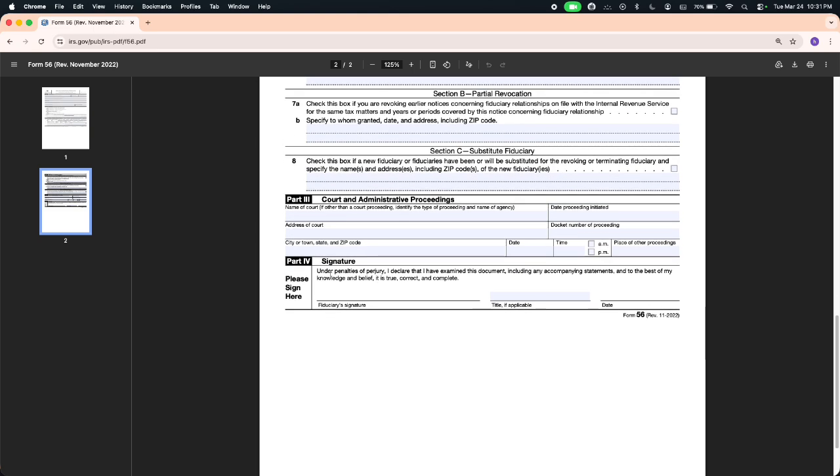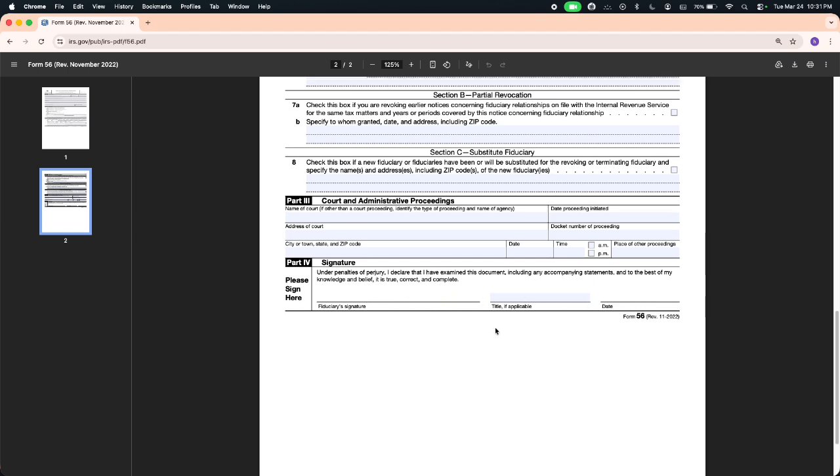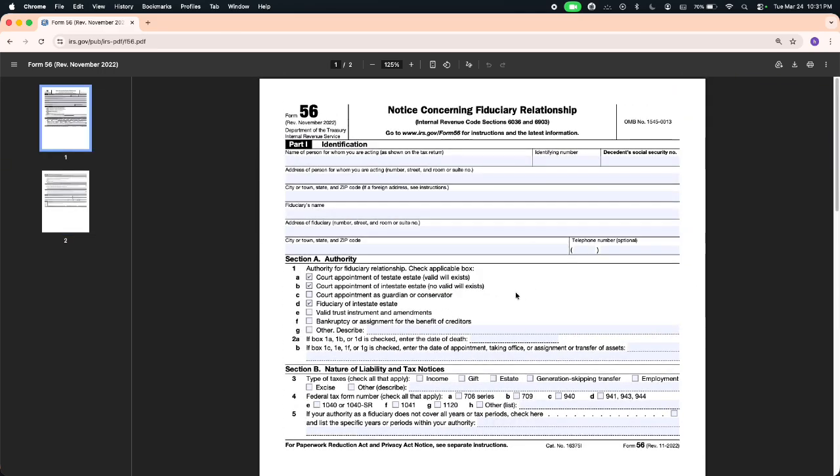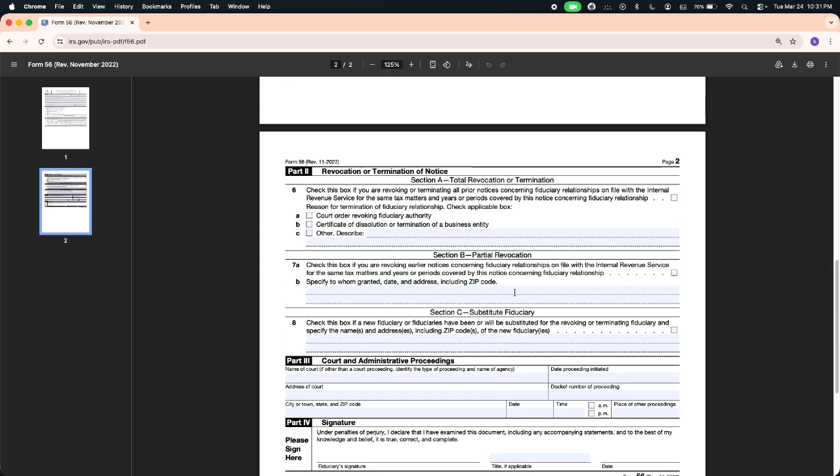And finally, go to Part 4 and sign the form. The fiduciary signs, adds their title, and completes the form under penalty of perjury. Once everything is filled out, the form is sent to the IRS office where the related tax returns are filed. So that's a simple walkthrough of IRS Form 56.